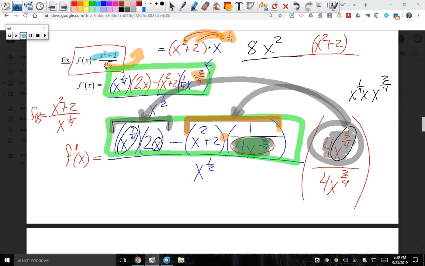Okay? So this simplified to 8x squared minus all of this. Let's see what the bottom becomes. Look at the bottom. Again, I'm multiplying by this form of 1. Can you tell me what those powers end up becoming?